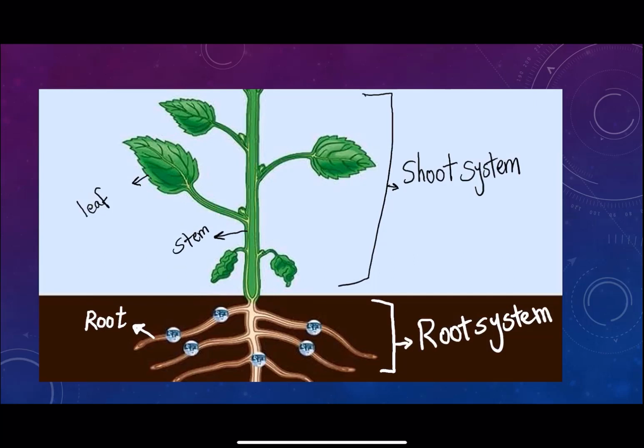The plant body consists of two systems, the shoot system and the root system. The shoot system is the system that's above the ground, so I can see it. It contains organs like leaves, stem, fruits, flowers, and so on. While the root system consists of organs like roots, which I cannot see because it's under the ground.